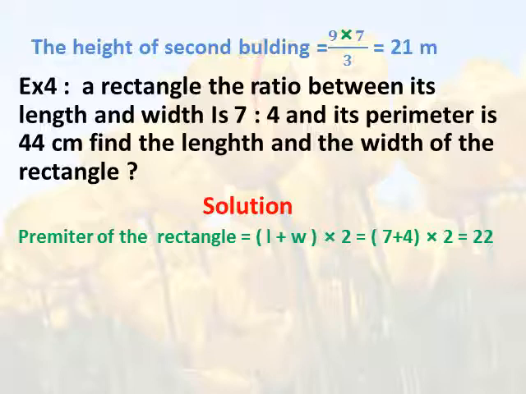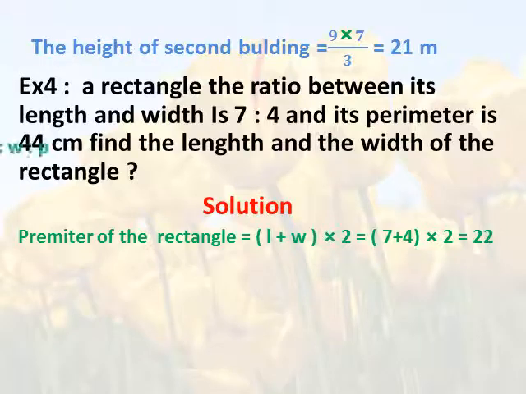I will use the ratio values of length and width to get the perimeter ratio value. 7 plus 4 in brackets times 2. 7 plus 4 equals 11. 11 times 2 equals 22. No unit, because this value is a ratio.